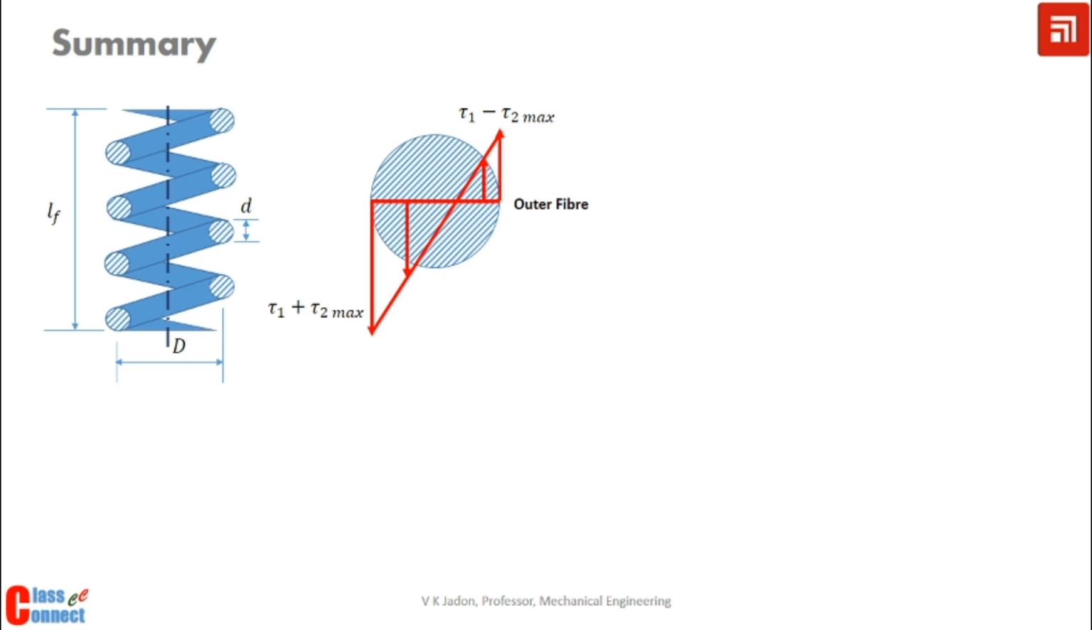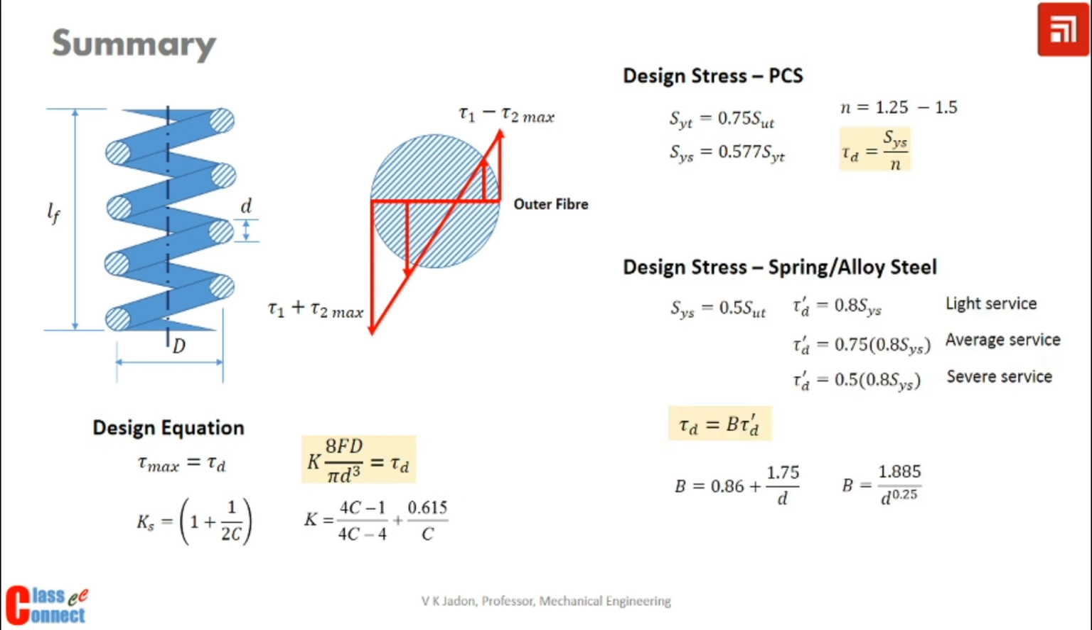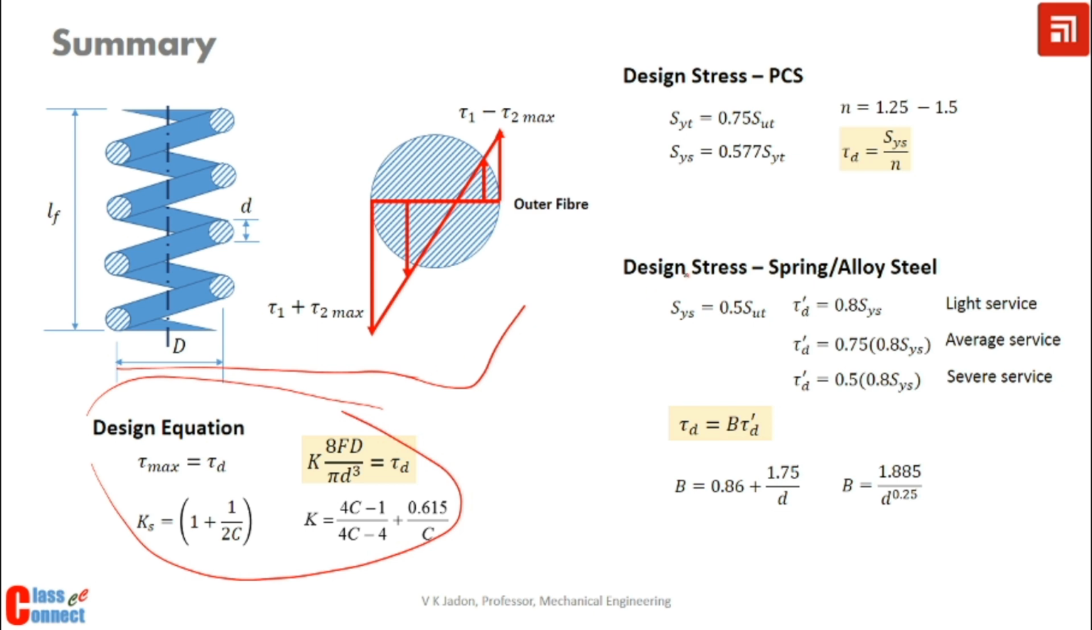So what we have discussed till now, in our last session, that was session 1, is about these four aspects. First is the stress distribution. The second aspect is the design equation. Third aspect was the design stress for plain carbon steel, and fourth was the design stress for alloy steel. So you can pause the video or you can go through the previous video once again, and then we can proceed further.